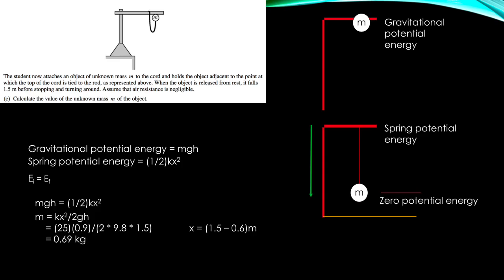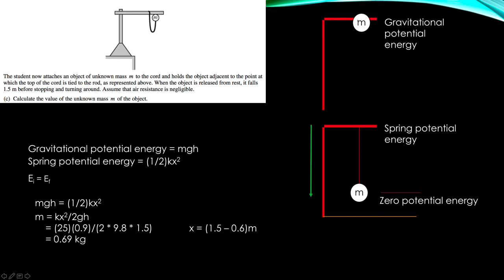So for part C, we have a new situation here. The student now attaches an object of unknown mass m to the cord and holds the object adjacent to the point at which the top of the cord is tied to the rod, as represented above. When the object is released from rest, it falls 1.5 meters before stopping and turning around. And then we can assume air resistance is negligible. So for part C, we're asked to calculate the value of the unknown mass m of the object.